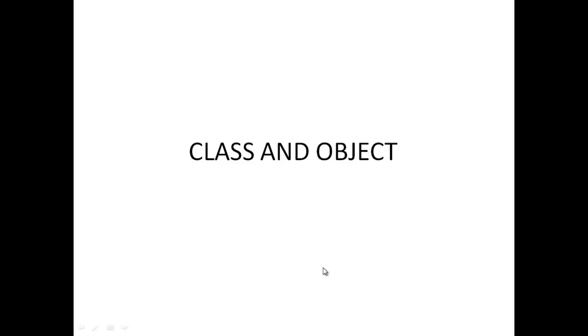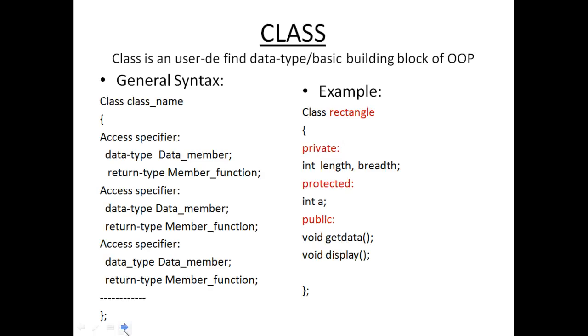Students, today's topic is class and object. Okay, so let's start. First I discuss what is class and then object. So what is the definition of class? Class is a user defined data type or the basic building block of an object oriented program.